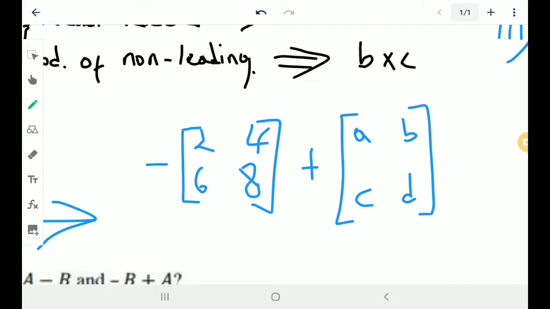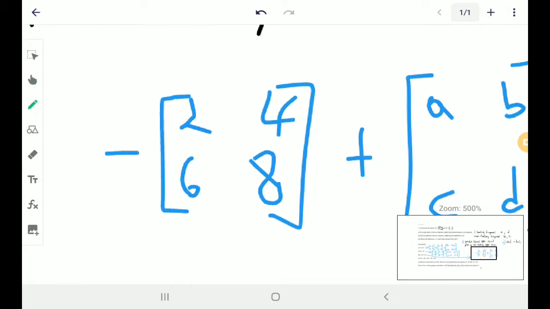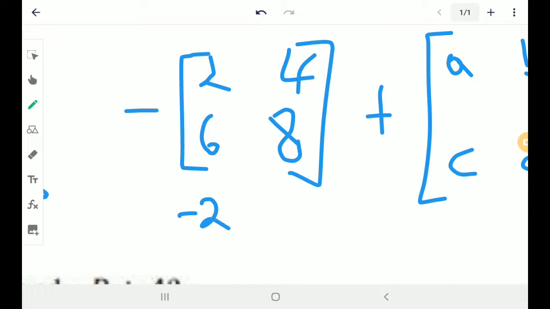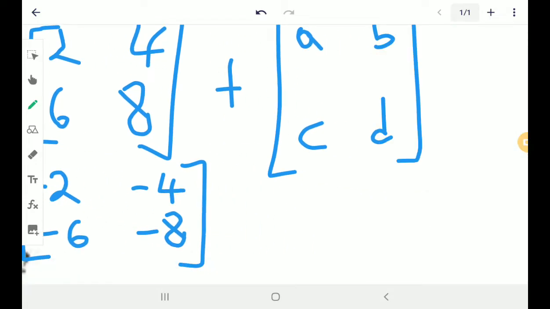So if we were to add these, remember, if you find the negative of a matrix, that is like multiplying the scalar negative 1 times all the elements in the matrix. So find the negative of the matrix. So it's basically multiplying by the scalar negative 1. So this would be negative 1 times 2, which is negative 2, negative 4, negative 6, and negative 8. Because negative 1 times all of those elements will give us these here.